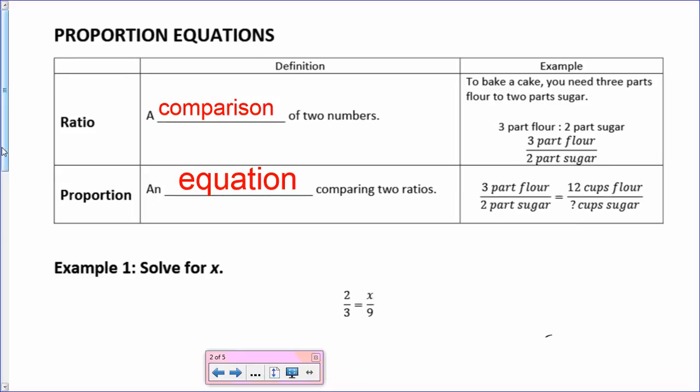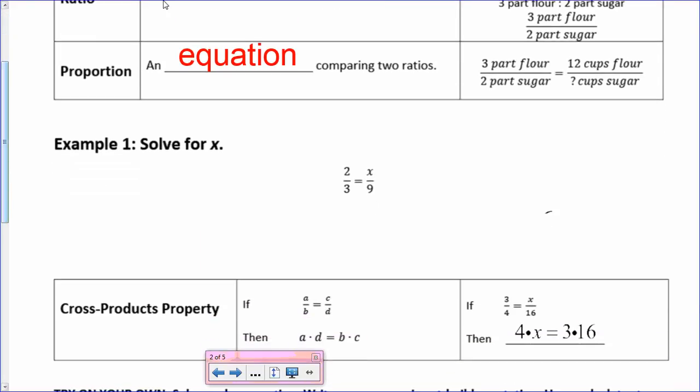So let's look at example 1. We have 2/3 is equal to x over 9. Some of you might have already touched on this in prior years, but we're going to do cross multiplication. When we have a proportion, we cross multiply. So we multiply the 2 and the 9 together, and we multiply the 3 and the x together. That gives us 3 times x is equal to 2 times 9.